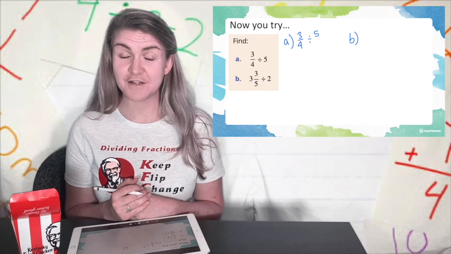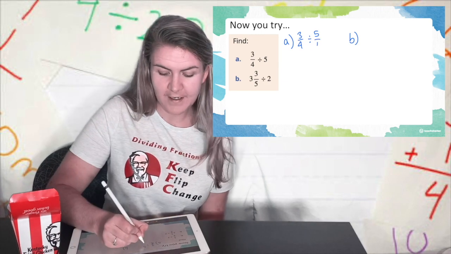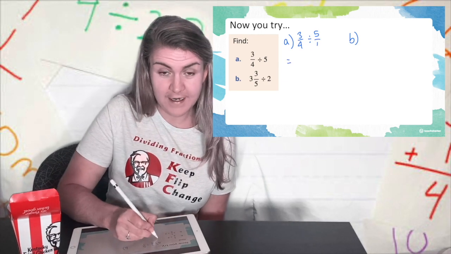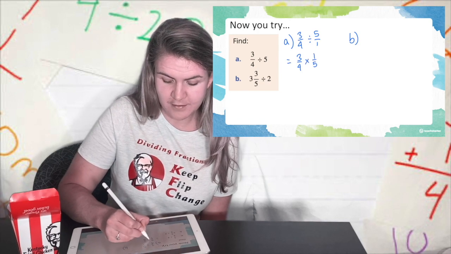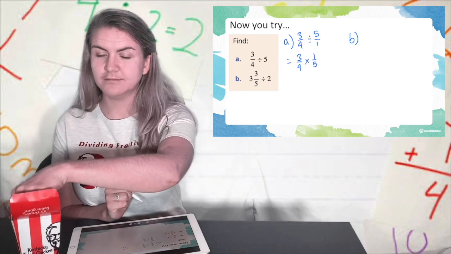Let's check the answers. 3/4 divided by 5. I need to put this over 1. Then I need to KFC. Keep the first fraction the same, flip the second fraction, and change to a multiplication.